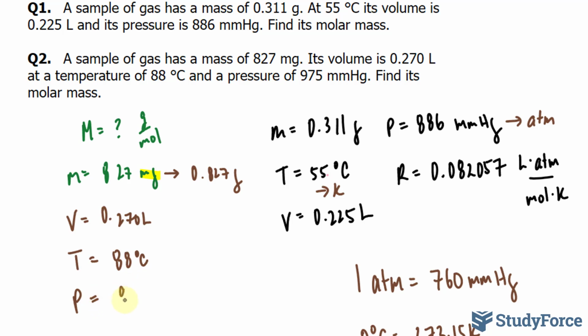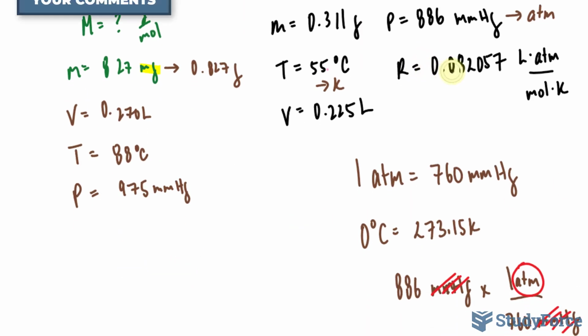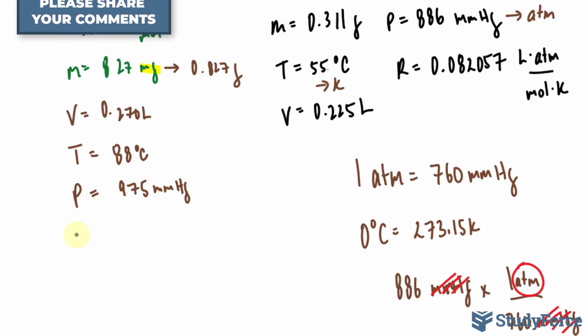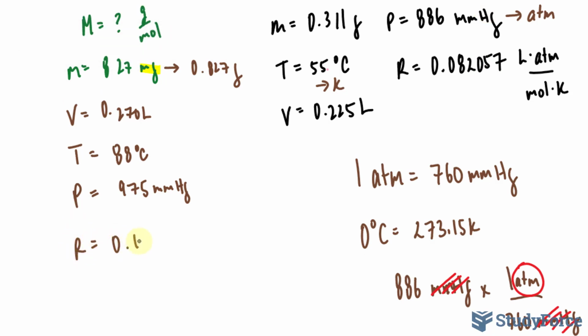That needs to be converted into atmosphere, and I'm going to explain to you why. Our gas constant is 0.082057. I'm going to borrow this from question number 1. It's a given number. R is equal to 0.082057. And the units of this, as shown right here, are liters times atmosphere over moles times Kelvin. Given that the units of this gas constant are in ATM and in Kelvin, the pressure needs to be in ATM and the temperature needs to be in Kelvin.